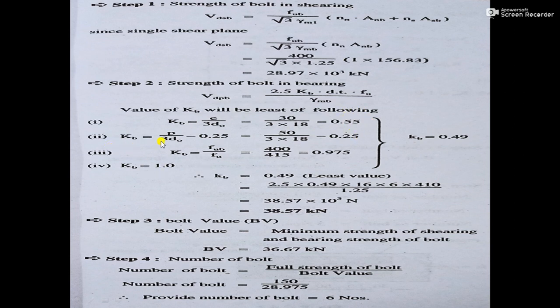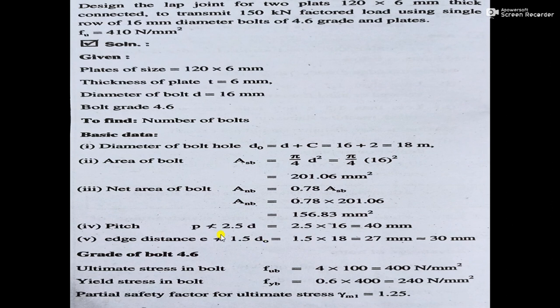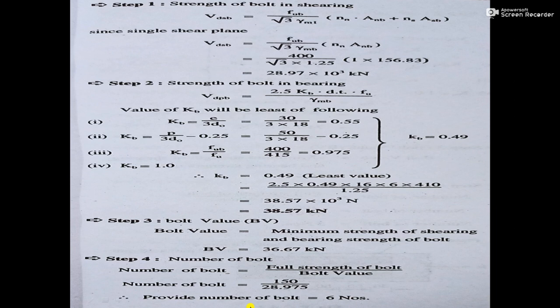Then the second value, p upon 3d0 minus 0.25. P is the pitch and it should not be less than 2.5 d, the nominal diameter, and its value is 40 mm. So put this value here, with d0 as 18 mm, minus 0.25.